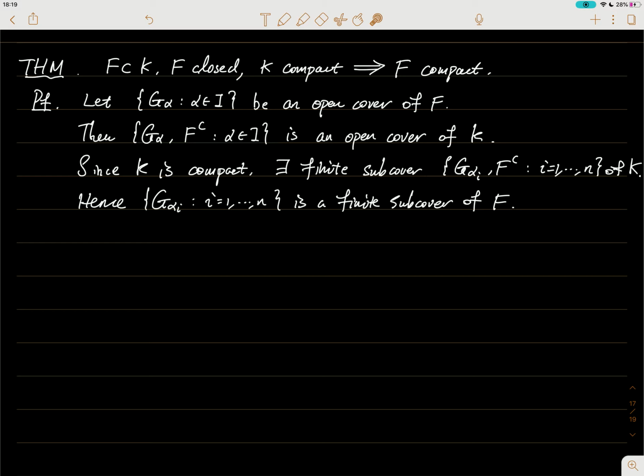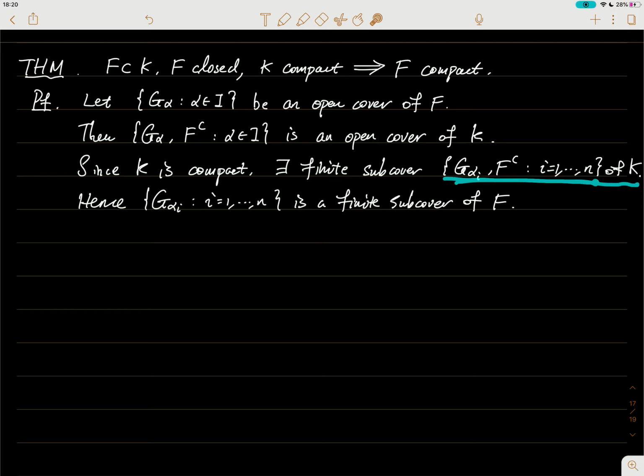And apparently they will also cover K, because K is just some set. So this is an open cover for the set K, but because K is compact, we know that there exists a finite subcover of K. That means I can use only finitely many of these sets to cover K. Let's say I use G alpha 1, G alpha 2 up to G alpha n, and F complement to cover the entire K. So I can find this finite subcover of K. And remember that this covers K, and F is just a subset of K. So this will also cover F.